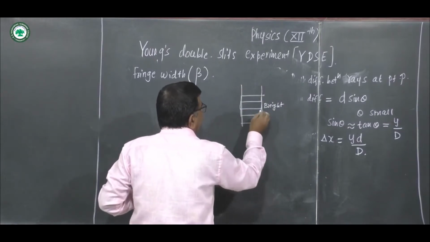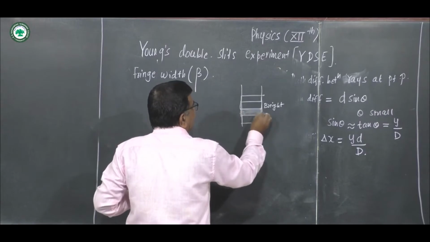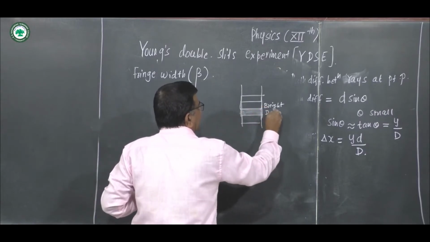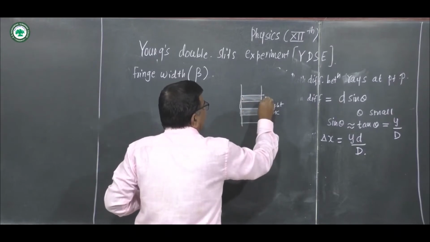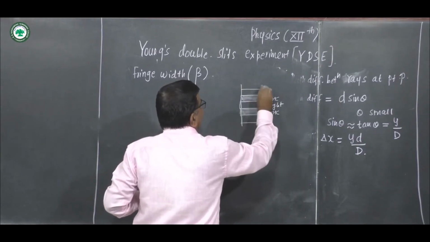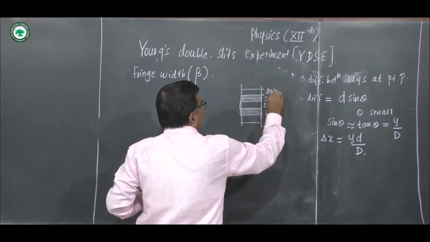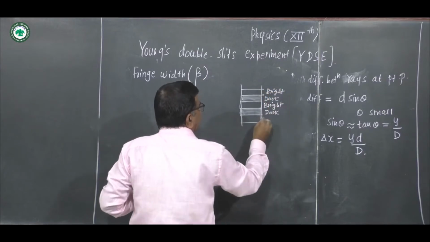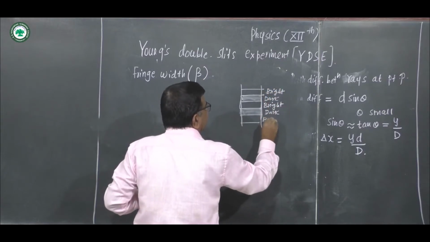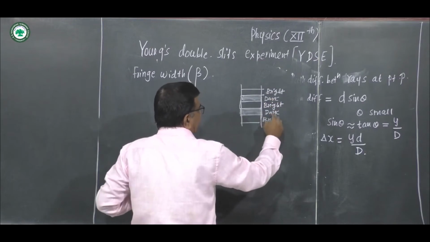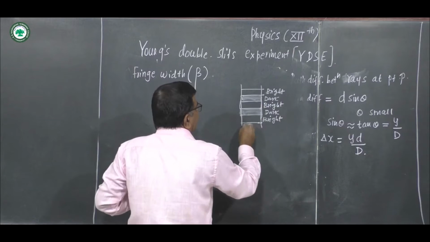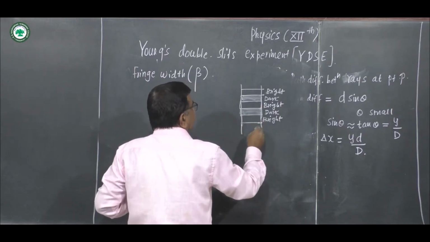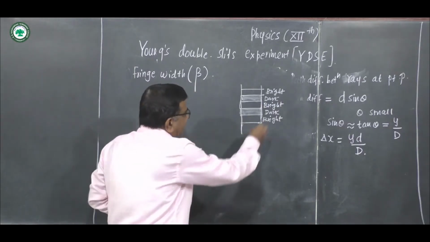Bright, dark, bright, dark. Suppose this is bright, this is dark, then again dark, then the next one will be bright. Here this is bright, dark, then dark, bright, and so on. Central is always bright.